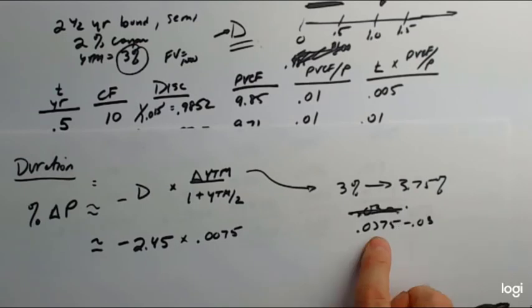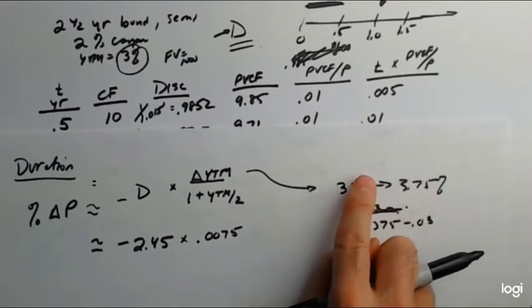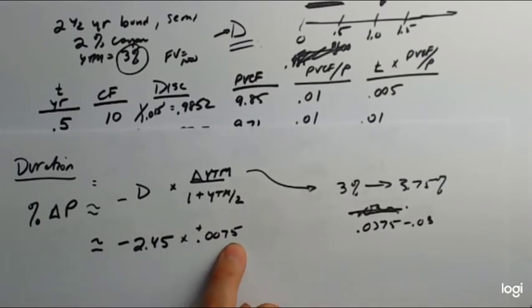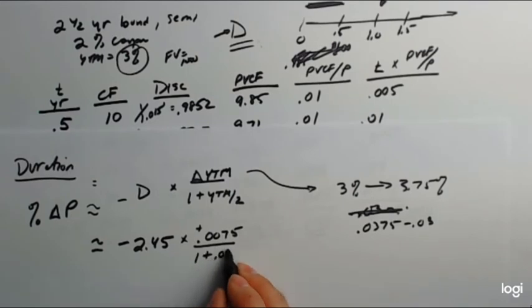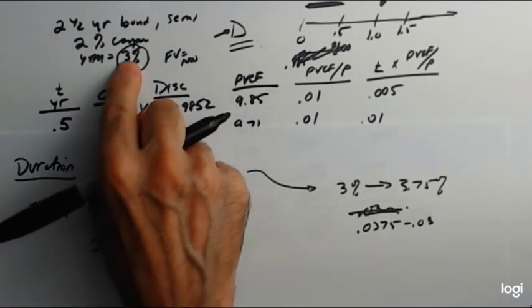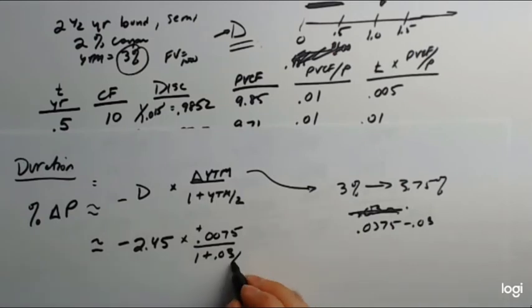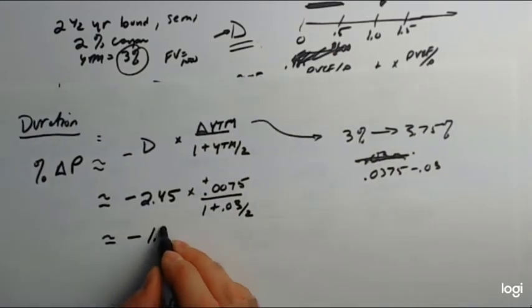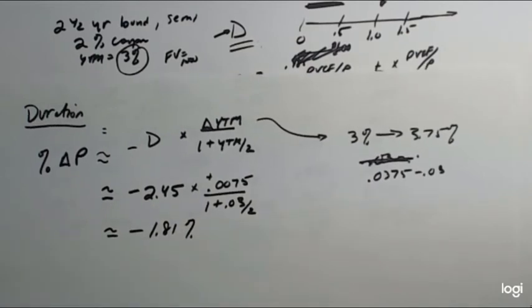And that's why I had to make sure I wrote this. So we're going from 3 to 3.75. That's a positive change in yield to maturity of 0.0075 in decimal form, divided by 1 plus the yield to maturity, this yield to maturity where you start, divided by 2. And when we do this, we get approximately minus 1.81%.